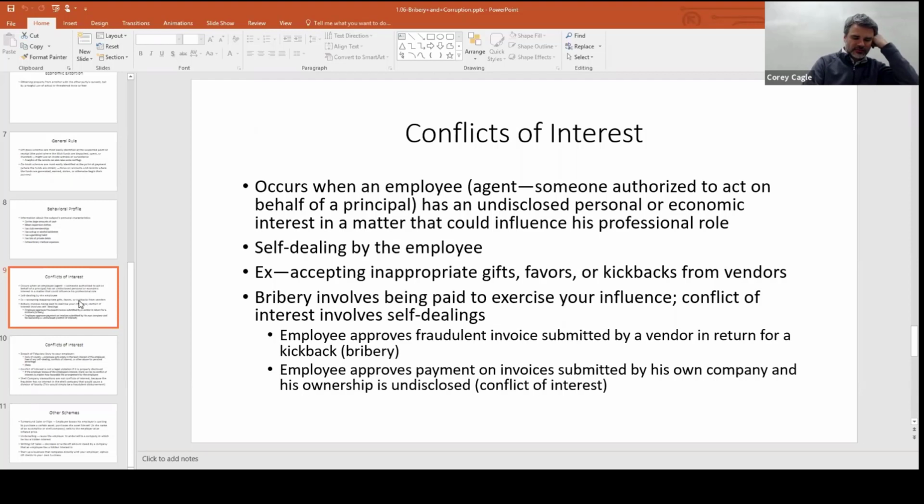And I threw a little difference in there with conflict of interest and bribery. So bribery would be an example where an employee approves a fraudulent invoice submitted by a vendor in return for a kickback. That'd be a form of bribery. Conflict of interest would be an employee approves payment on an invoice submitted by his own company and it's undisclosed. So somewhat subtle difference, but not really.